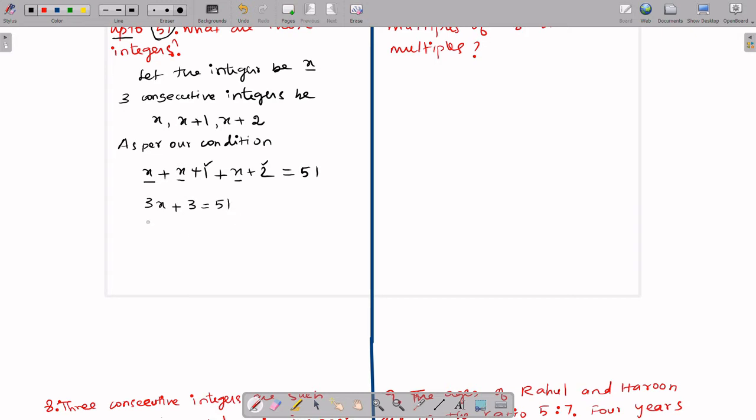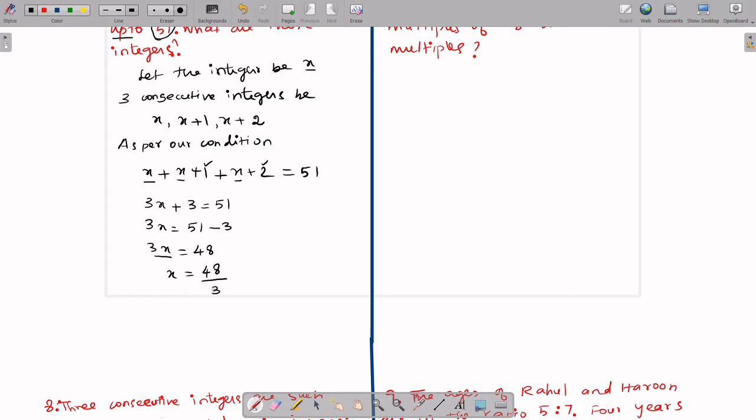Or otherwise, 3x is equal to 51 minus 3, because this plus 3 taken to the right hand side becomes minus 3. What is 51 minus 3? It is 48. So 3x is equal to 48. What about x? You have to take this 3 to the denominator because it is in product. So x is equal to 48 divided by 3.